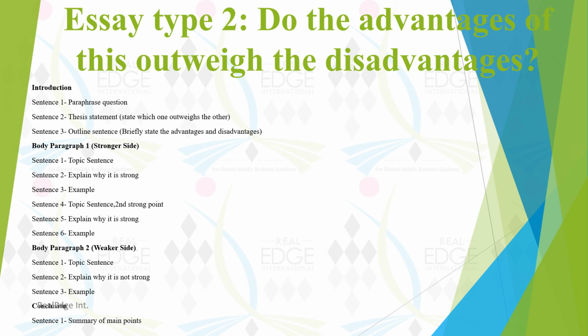Second type of question will go like this: Do the advantages of these outweigh the disadvantages? Introduction paragraph must have three sentences. Sentence number 1, paraphrase the question. Sentence number 2 is a thesis statement where you state which side outweighs the other. And sentence number 3, you briefly state the advantages and disadvantages.